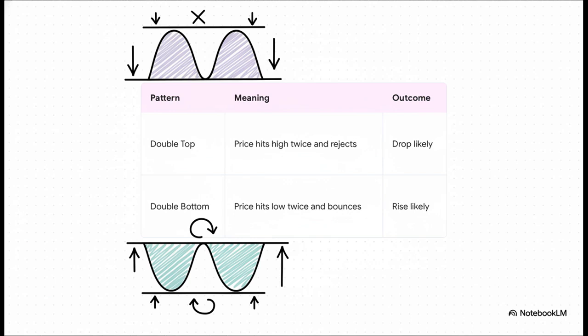Okay, now for those plot twists, the reversal patterns. A double top is like watching somebody try to punch through a concrete ceiling. They try once and they fail. They step back, gather their strength, try again, and they fail again. That second failure is such a powerful sign of exhaustion, and it often leads to a really sharp drop. And of course, its bullish twin, the double bottom, tells the exact same story, but at a key support level, signaling a potential reversal to the upside.